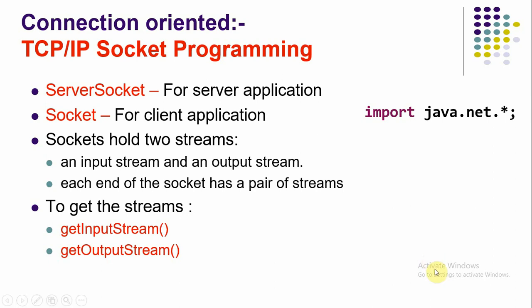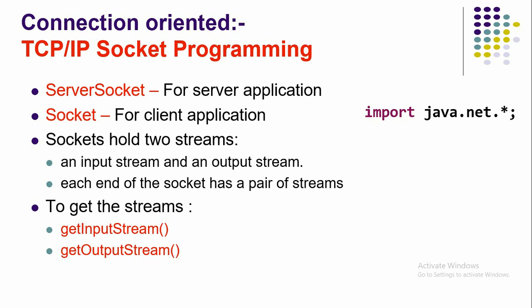In order to create the server program, there is a predefined class called ServerSocket, which is used to create a server-side application. And we have another class called the Socket class, which is used for creating a client application. Once we create a ServerSocket, we have to make a connection by calling the accept method. Using that function, we can make a connection between server and client.